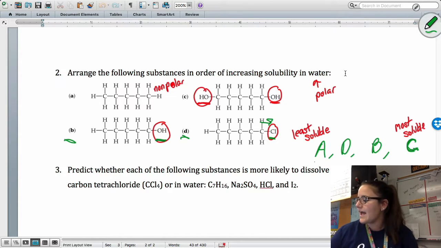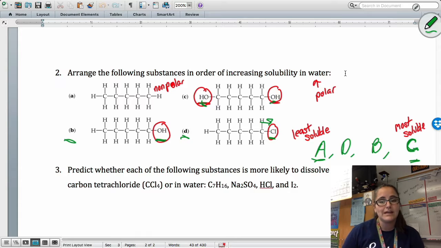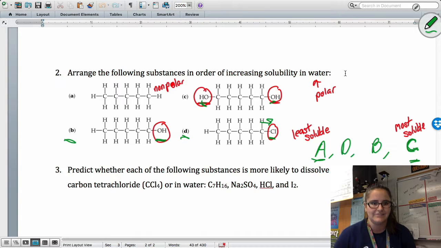So A is the worst because it's nonpolar. C is the most soluble because of all those hydrogen bonds it can form. B can also form some hydrogen bonds, so it'll be pretty soluble. D will be soluble, but not quite as soluble as the rest of them.